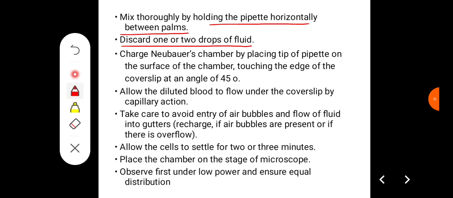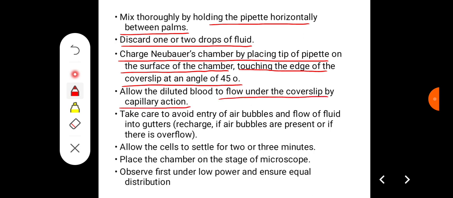Then discard 1 or 2 drops of the fluid from the stem of the pipette. Then charging. Charge the Neubauer's chamber by placing the tip of the pipette on the surface of the chamber, touching the edge of the cover slip at an angle of 45 degrees, and allow the diluted blood to flow under the cover slip by capillary action. Take care to avoid entry of air bubbles and flow of fluid into the gutters, which is called overcharging, and recharge if air bubbles are present or if there is an overflow or overcharge. Then allow the cells to settle for 2 to 3 minutes.